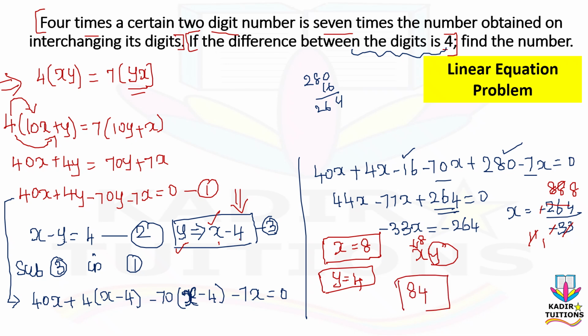So what is the answer for this question? The two-digit number is 84. This is the solution.